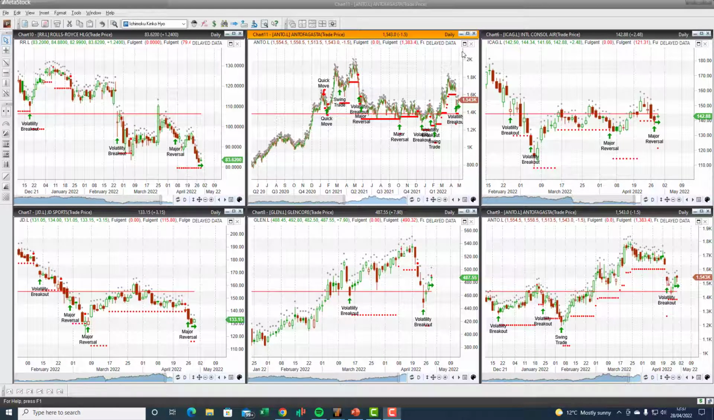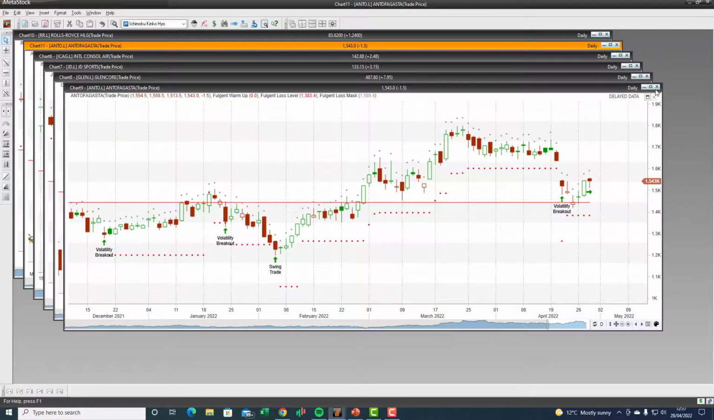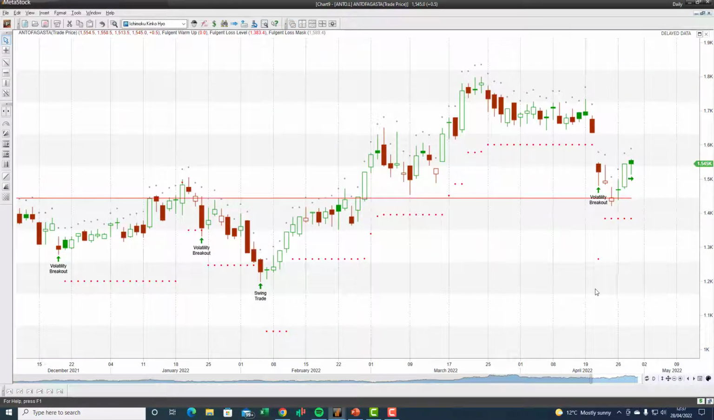So if we look at Antofagasta, for example, there we go. We can see if we just look at how the trades have unfolded the last couple of months. We had a beautiful swing trade here in February, captured the entire move, February, March. And then it hit the trailing stop here, gap down, new volatility breakout. And you can see the AI generates a volatility adjusted trailing stop loss. And that's just below 1.4K in this instance. But so far, so good.